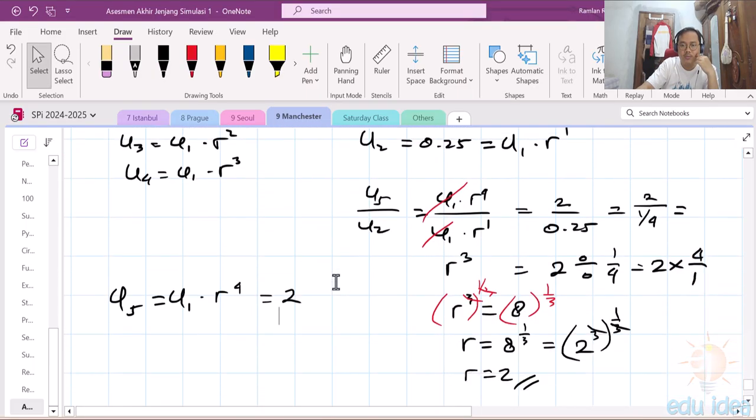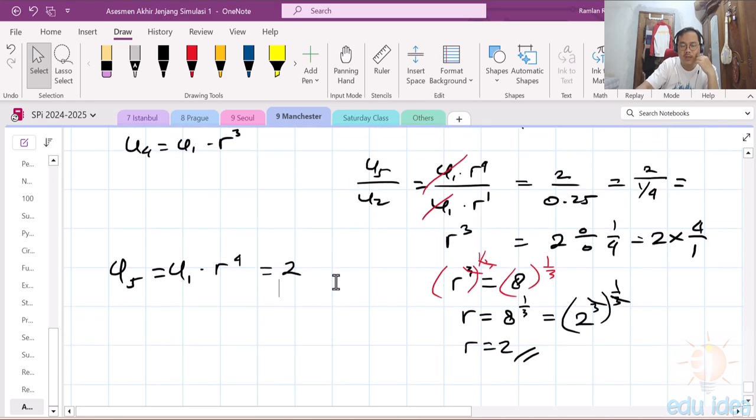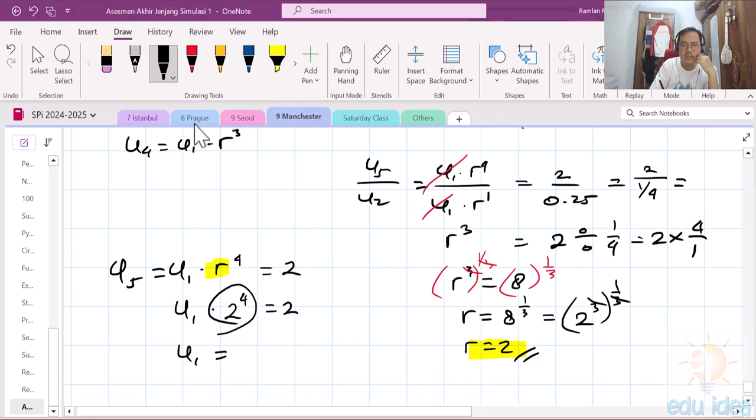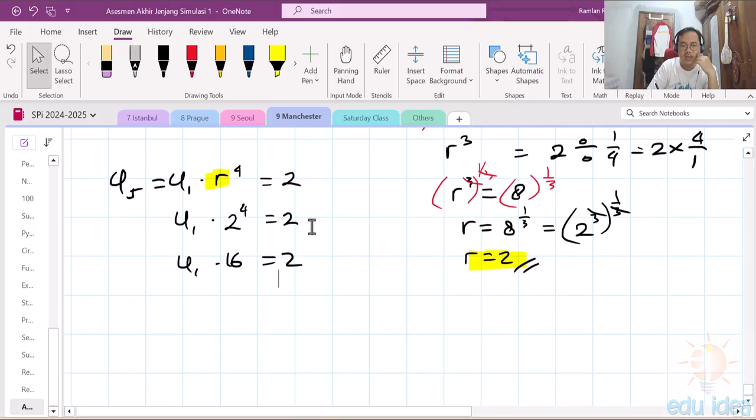And then now we can substitute the value of r because we already know that the value of r equals to 2. So if we do that, it'll be u1, the first term, multiplied by 2 to the power of 4 equals to 2. So 2 to the power of 4 is just 16. So it'll be multiplied by 16 and then equals to 2, which means that if we divide both sides by 16, you'll get the first term is equals to 2 over 16, or you can simplify, it becomes 1 over 8. So this is the first term.